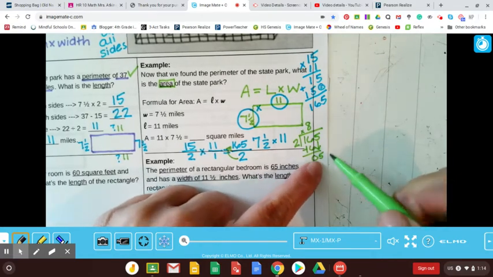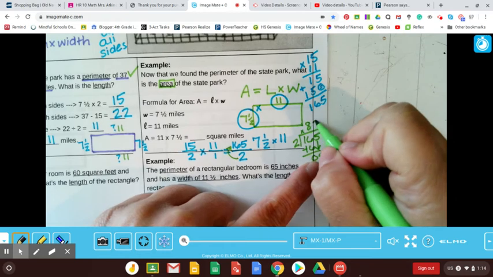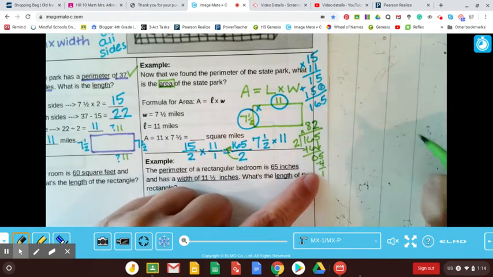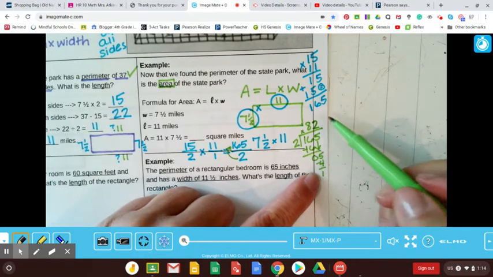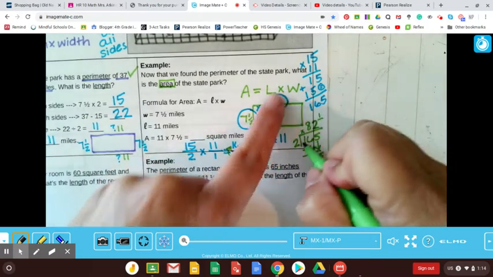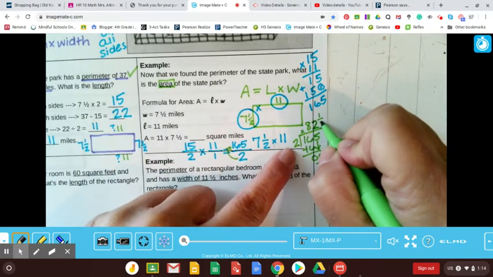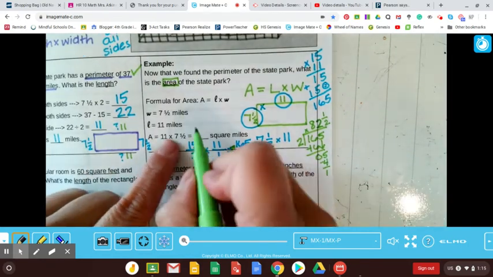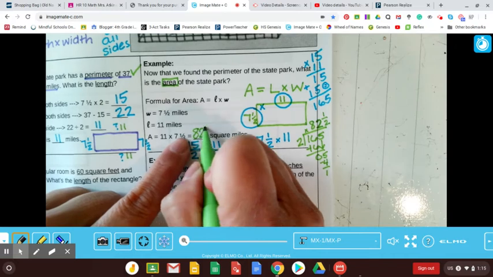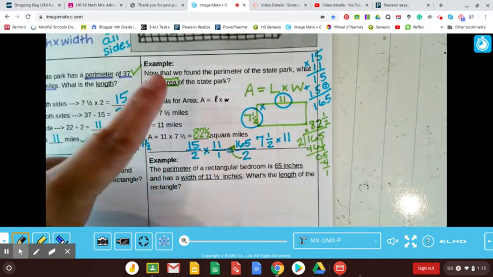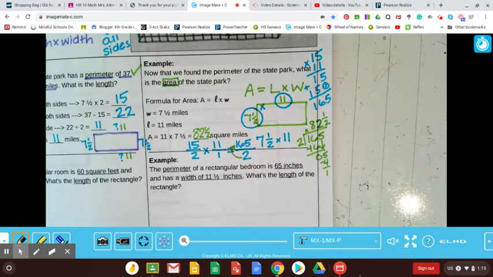Right? A 2 can go into 5. How many times? 2 times. 2 times 2 is 4. Leaves me with 1. Now, we're in 4th grade now. We don't need to put that as a remainder. Let's put it as a fraction. So I'm going to put the 1, and I'm going to use my divisor as my denominator. So I get 82 and a half. Sorry, these are tight spaces to write in. So our area of the state park is 82 and a half square miles, right?